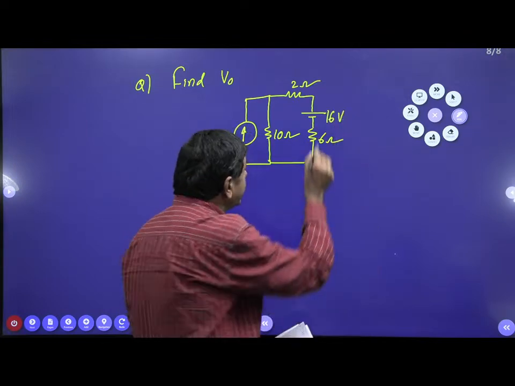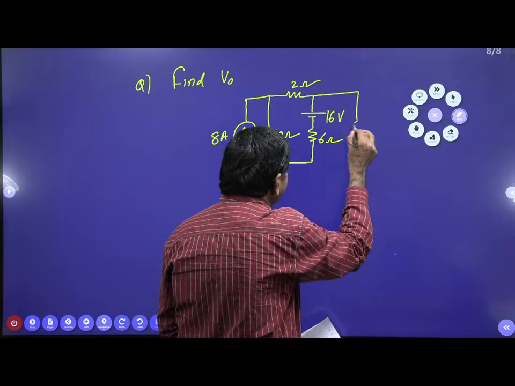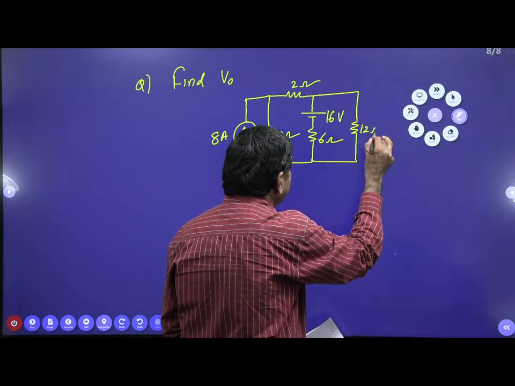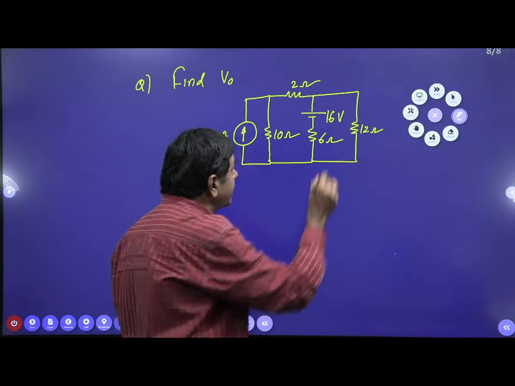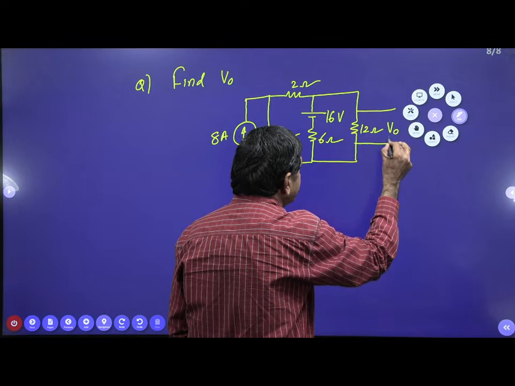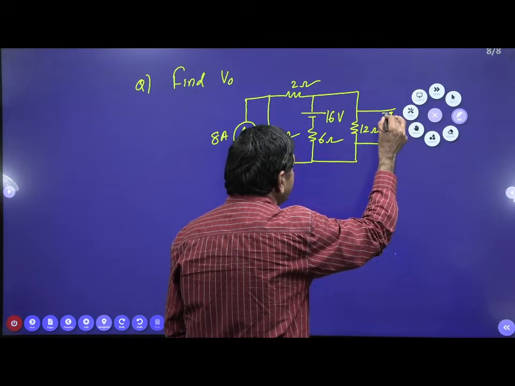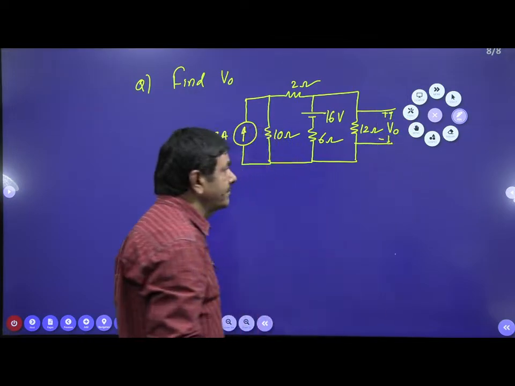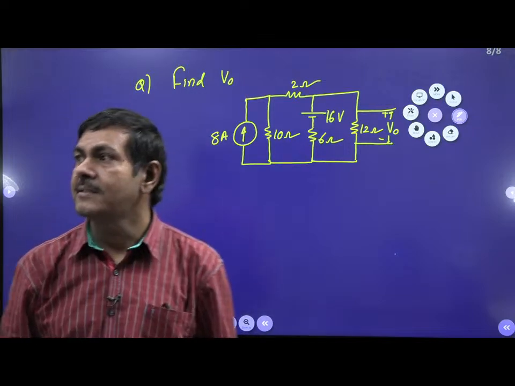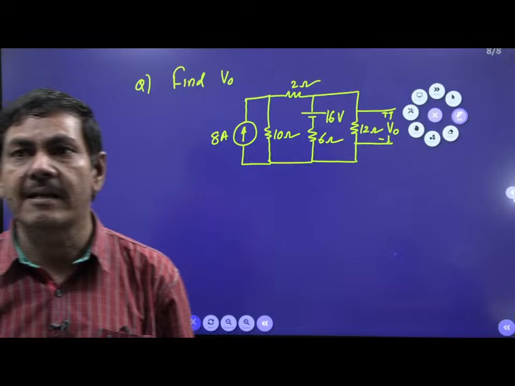And here it is connected with 12 ohms, this side with 12 ohms. It is asking to find this V naught, with plus and minus given. This is the problem. Can you try this question and give the answer? Without my help, please try and give the answer.